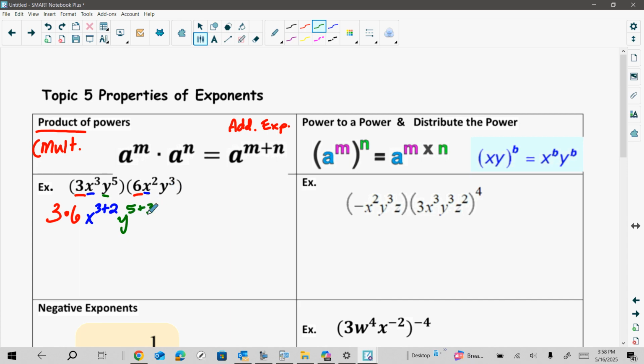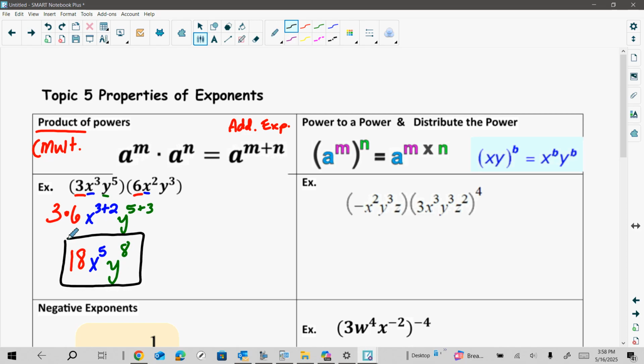So when we simplify this, this becomes 18 x to the 5th power y to the 8th power. And that is our simplified answer.